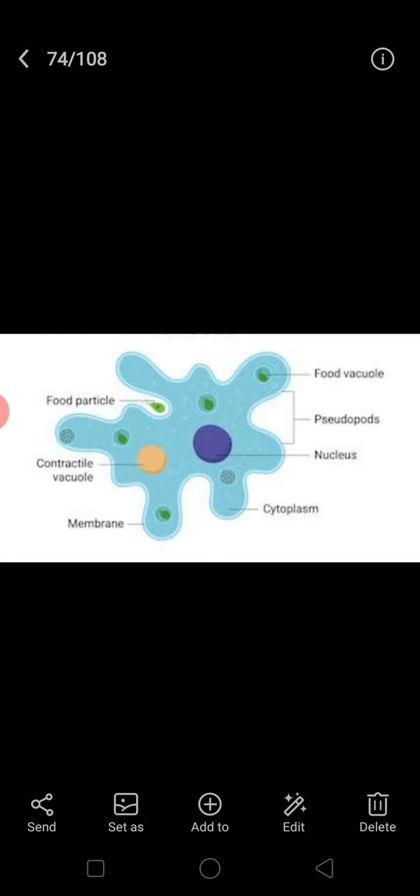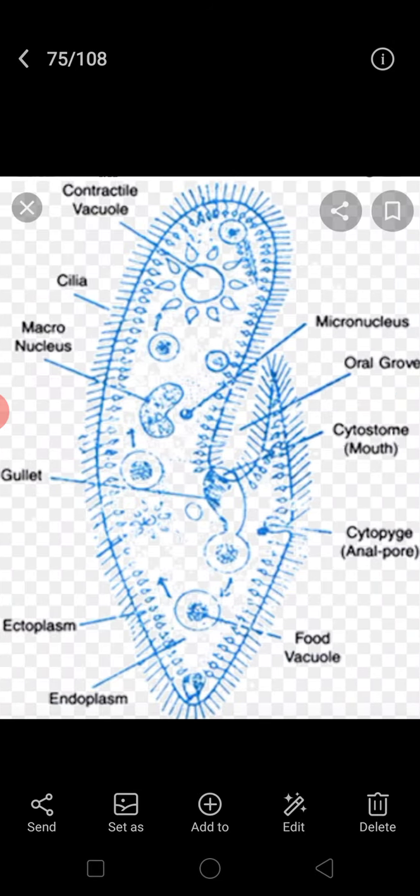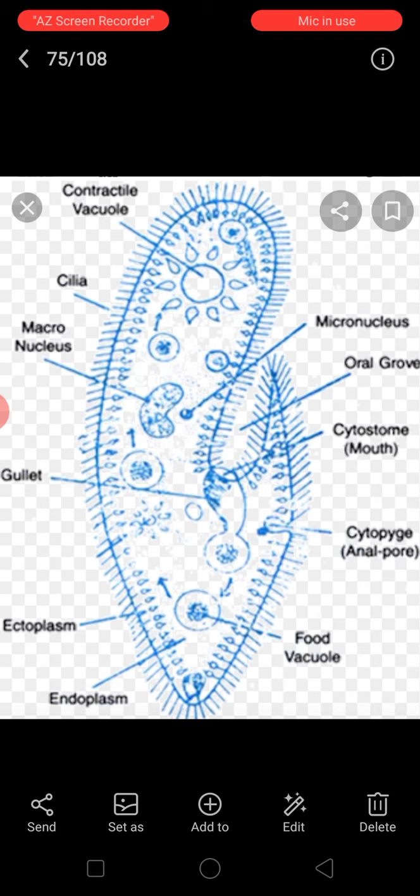Amoeba, you must have studied it in lower classes. Amoeba can be of any shape. And what is the shape of paramecium? It is the shape of a slipper.